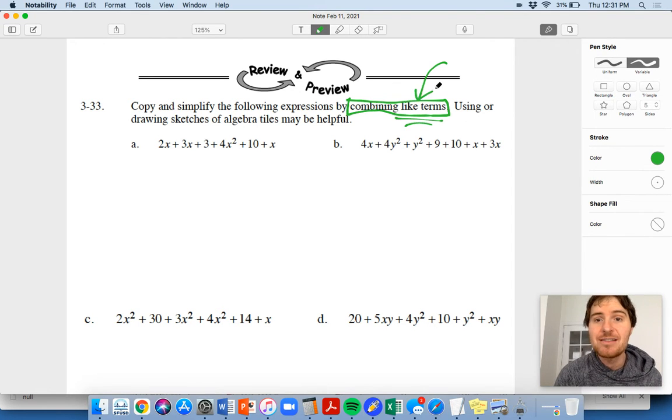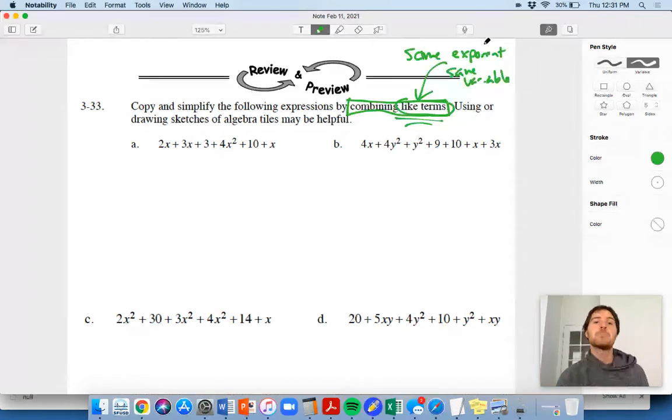If I had to say it without tiles, this is how a traditional textbook would define like terms. Like terms have the same variable and the same exponent. That's the way we can think about our like terms. So we can combine our y squareds with other y squareds. We can combine our x's, x to the first power, with our other x's to the first power. We can combine our x to the third power with another x to the third power. We can add them together.